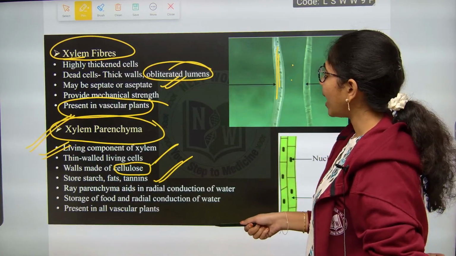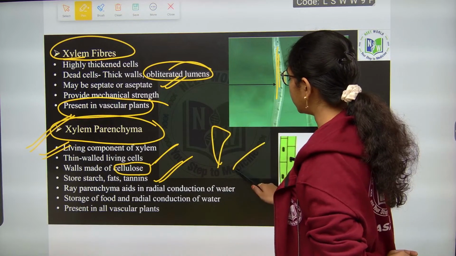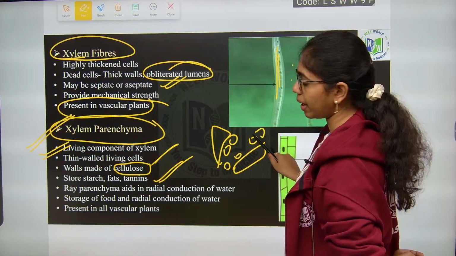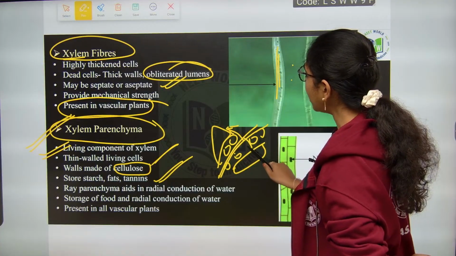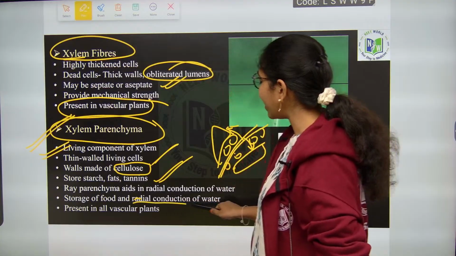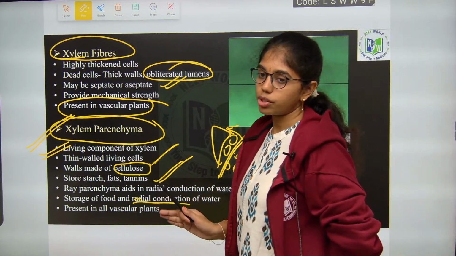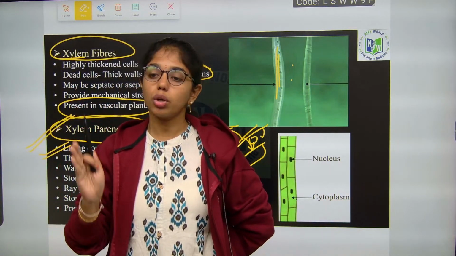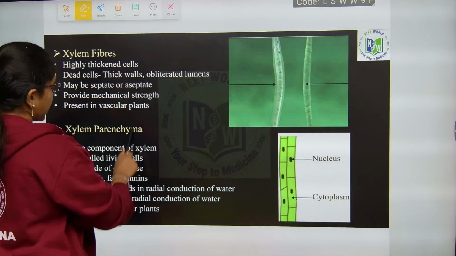Ray parenchyma aids in radial conduction of water. In between two vascular bundles, the cells which are present are parenchymatous. Here xylem parenchyma will conduct radial conduction of water. Next, storage of food and radial conduction of water, and xylem parenchyma is also present in all the vascular plants. Clear, right? The exception is only with vessels. Vessels are present only in angiosperms. Next, if we have to see, the second is what?